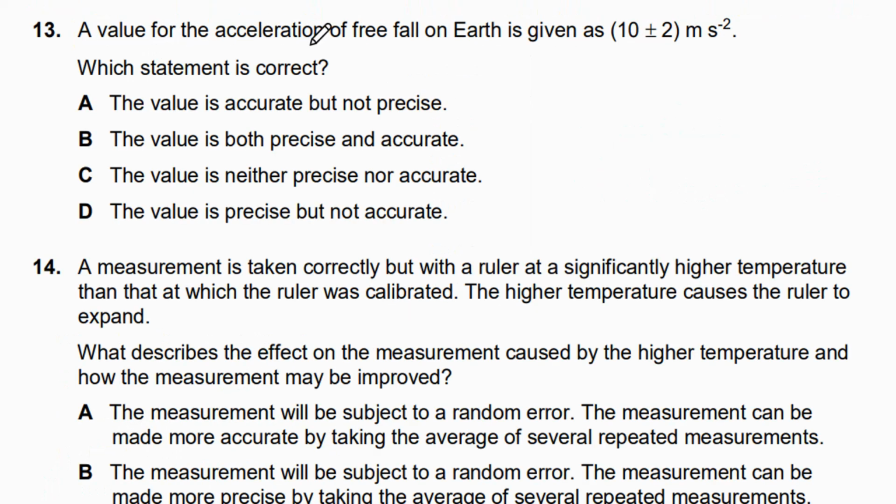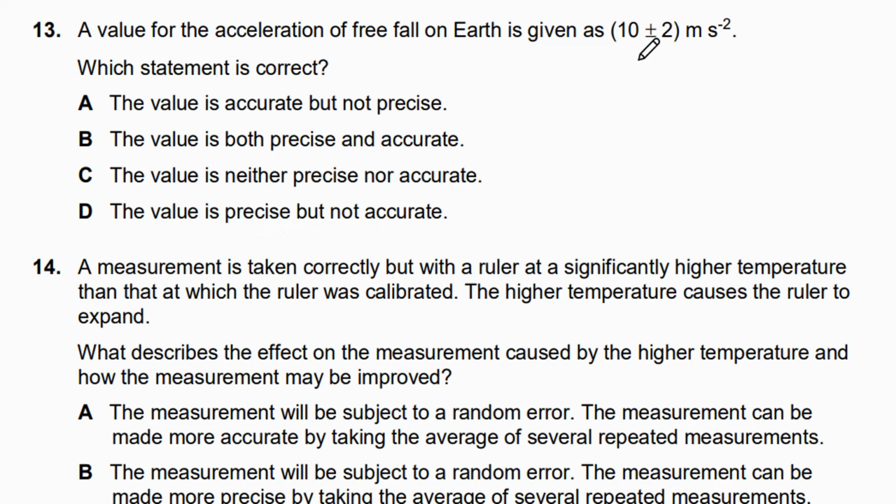A value for the acceleration of free fall on Earth is given as 10 plus minus 2 meters per second squared. Which statement is correct? Is the value accurate but not precise? Both precise and accurate? Neither precise nor accurate? Or is it precise but not accurate?